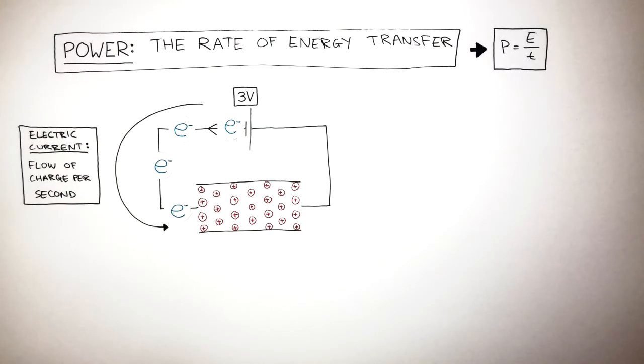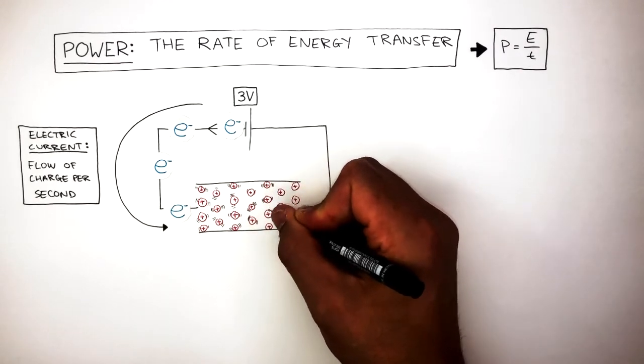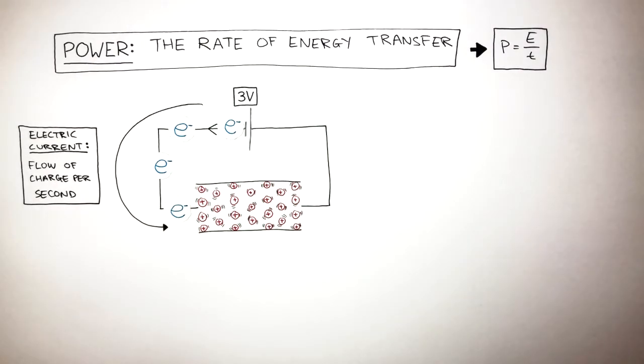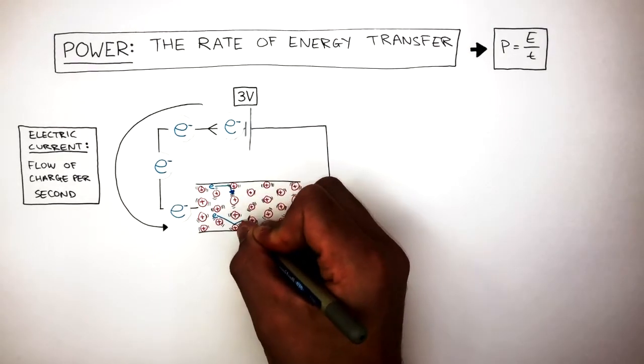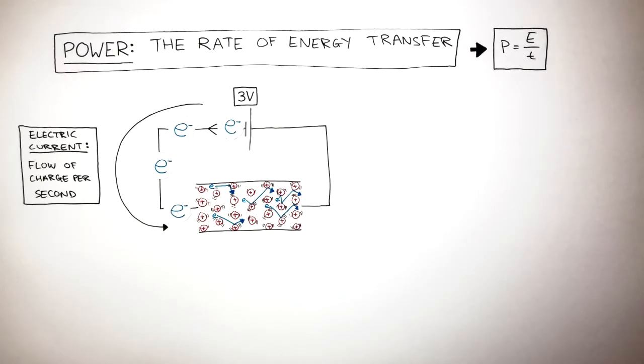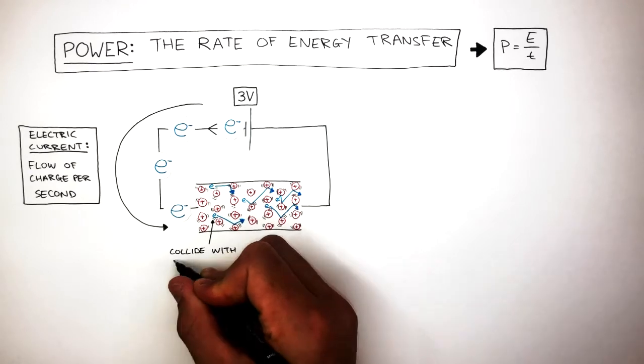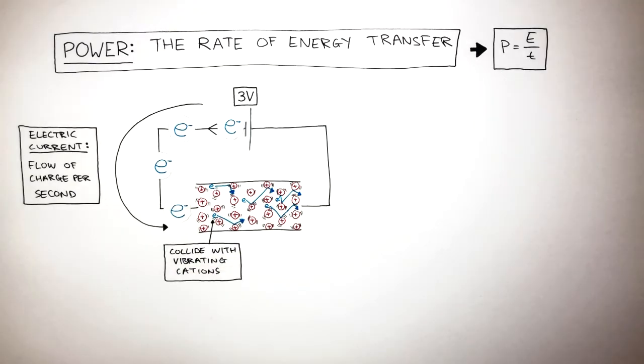The red circles with crosses represent a close-up of the metal wire. They represent the vibrating metal ions. As the metal ions vibrate, the electrons collide with them, shown by the arrows going into the vibrating metal ions. So these electrons collide with vibrating metal ions, also known as cations.